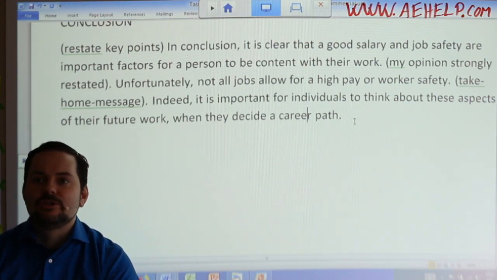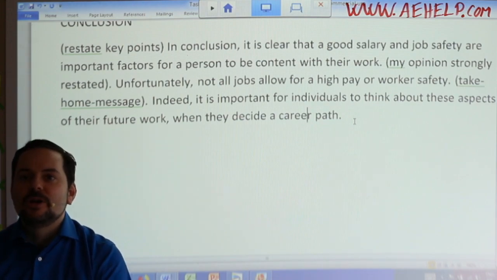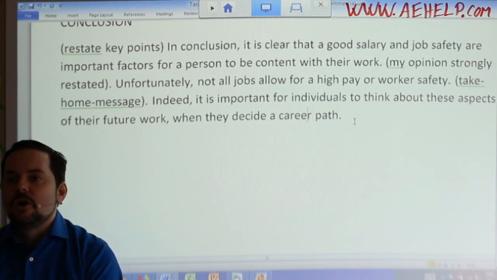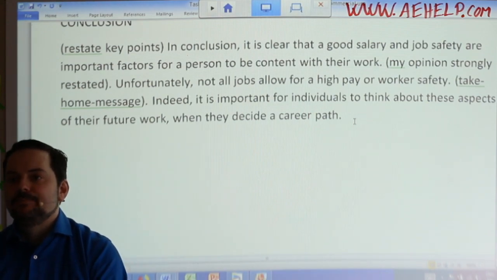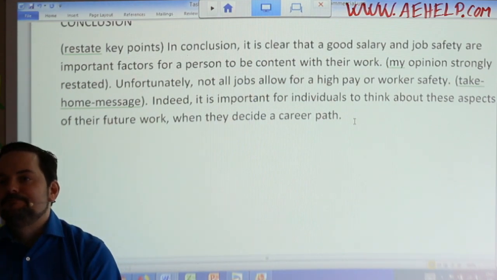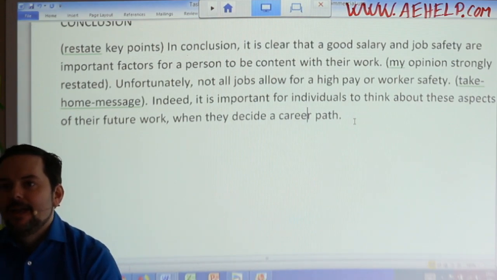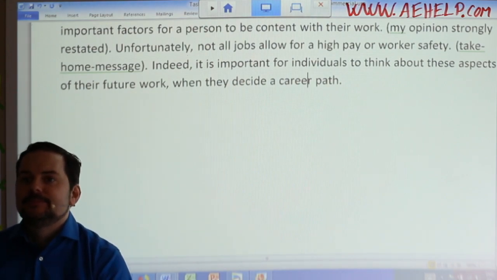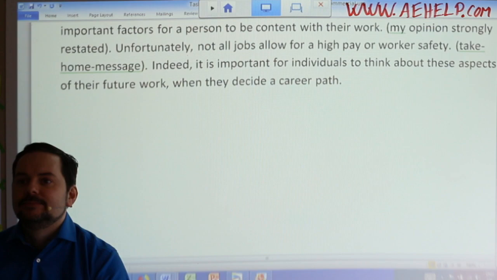Indeed, it is important for individuals to think about these aspects of their future work when they decide their career path. Quick question. Are there any mistakes in my last take-home message sentence? Any mistakes in this last sentence? Okay, Saeed says 2 commas. Yeah, you're right. There's something there. Can you be more specific? Saeed says the last comma before when. Yeah, Mehmet says before when the comma. That's right. That's a mistake.